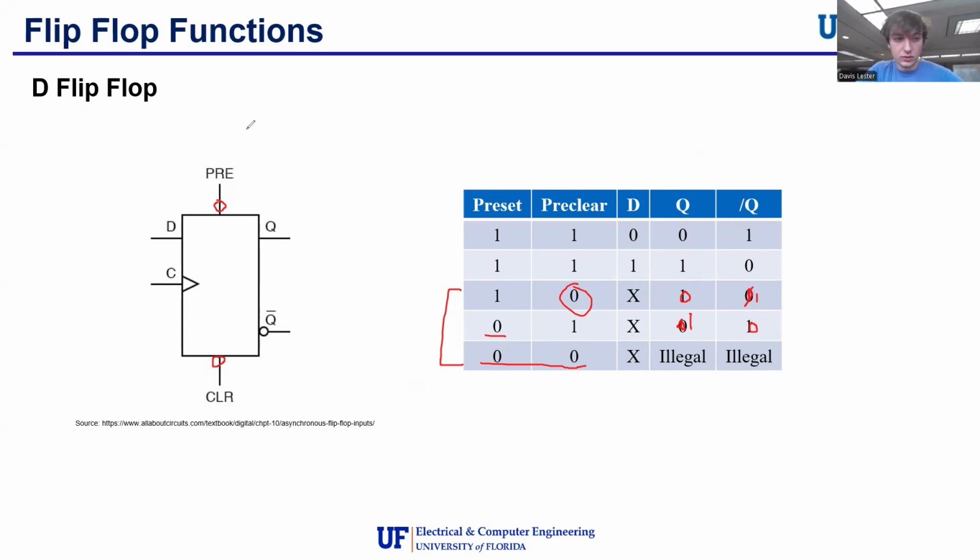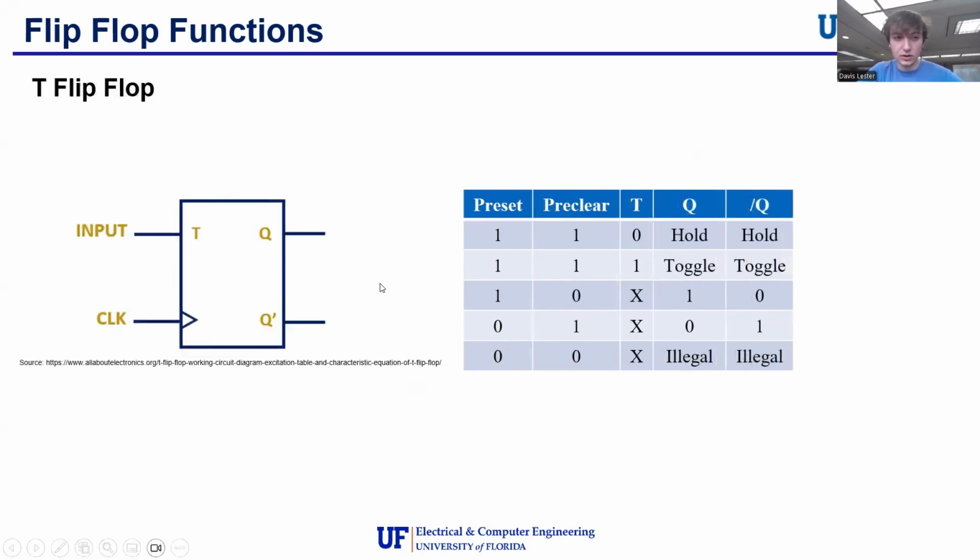So those same functions of preset and pre-clear will apply to the next flip-flops, the T, and the J and the K for that example. So here we have a little bit different of a diagram. This is the best one I could get. It doesn't have the preset and pre-clear, but in Quartus they'll be there.